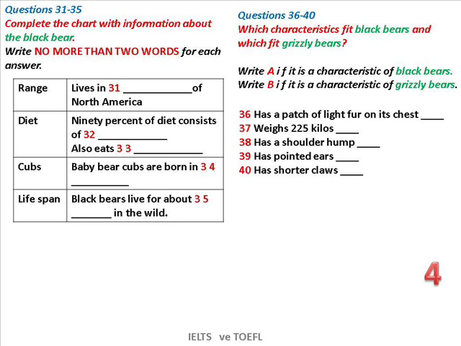Grizzly bears have a depression between the eyes and nose and short, round ears. Black bears, on the other hand, have a straighter profile and longer, more pointed ears. Grizzly bears are known for their fearsome, long, sharp claws. Black bears have shorter claws, which are better suited for climbing trees.